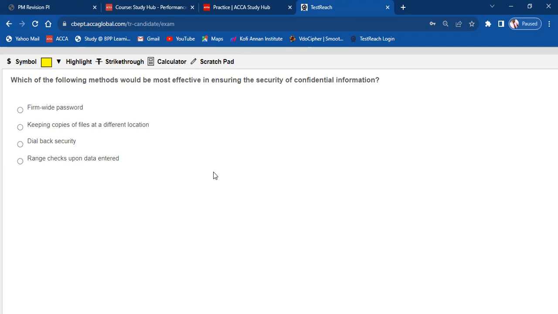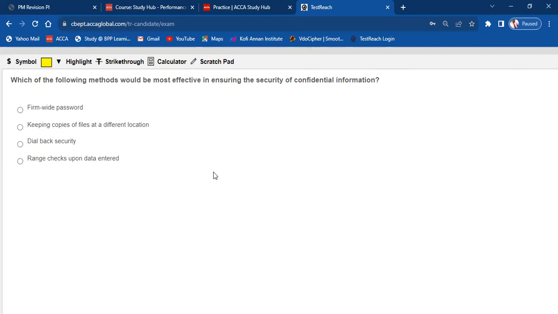Keeping copies of files at a different location. So we have files, we have copies of them, we keep them somewhere else. It cannot ensure the security of confidential information. People will have access to it wherever they are. The only thing keeping copies of files at a different location does is that if we lose the original, we can always get a copy. Just like you keep copies of things on your computer and then also on your external drive. This is just to ensure that in case you lose it, you get it. It doesn't ensure the confidentiality of it. No.